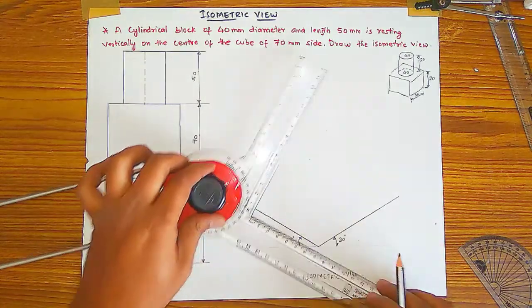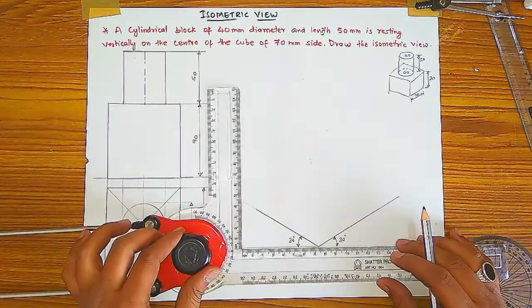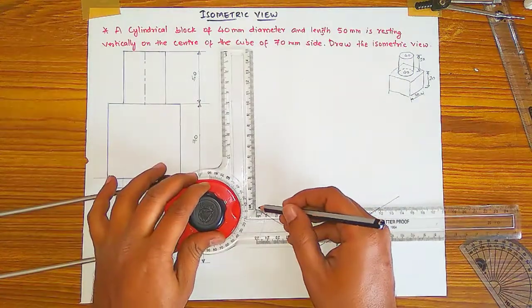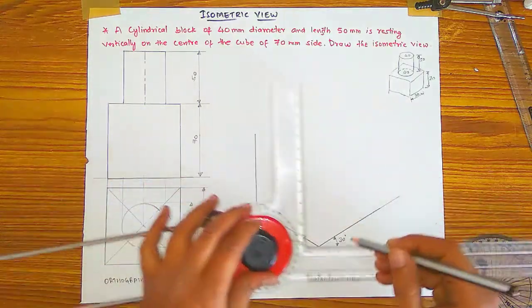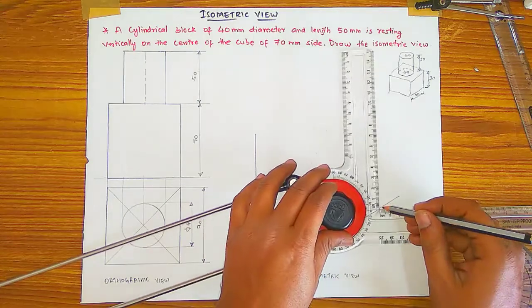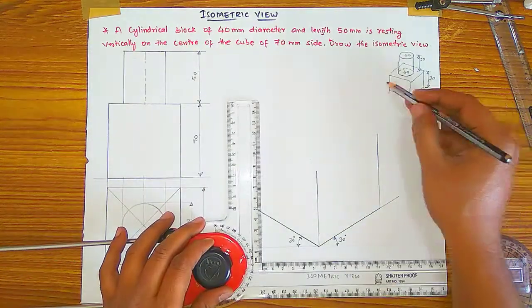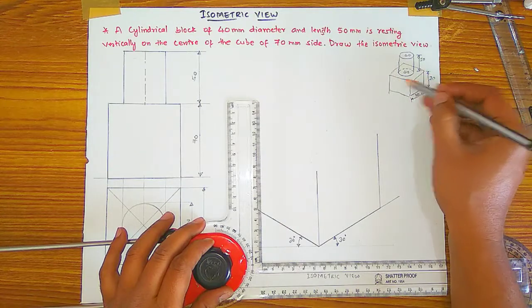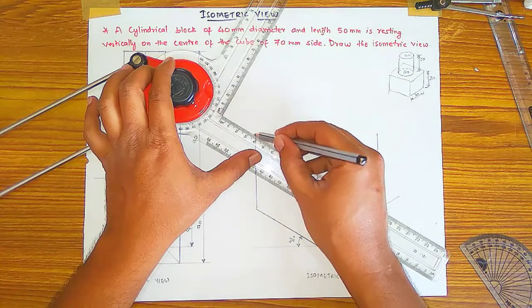Like this, and the height of the cube is 70 mm only. So according to this straight line, you have to draw the perpendicular 70 mm line, like this. These lines have been made, and these two lines we have to do. By joining these two lines, we will also get these lines.